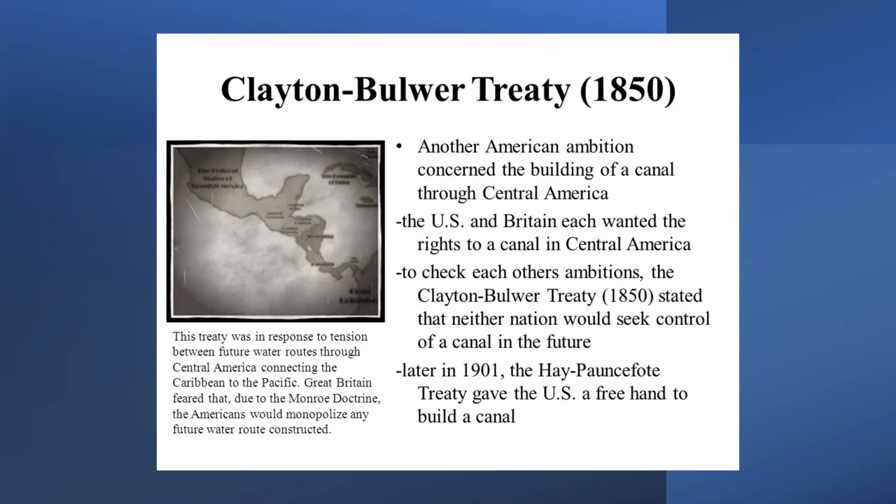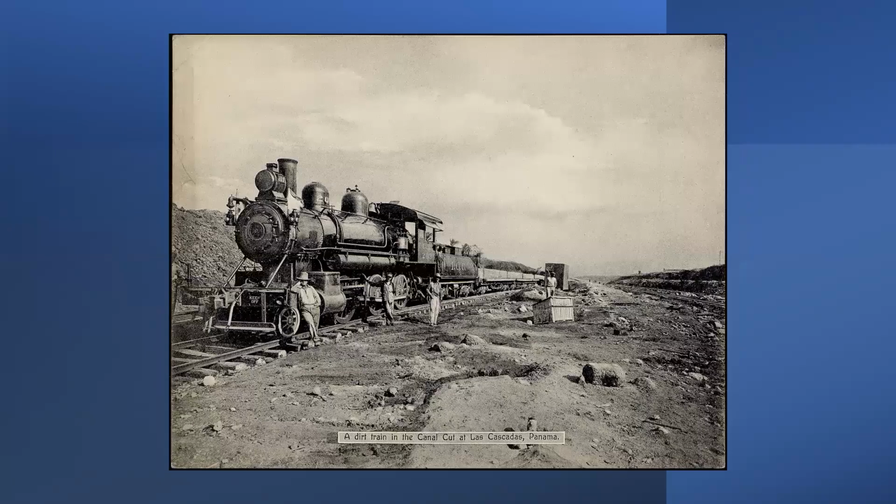It would take decades before the canal was completed, but in the meantime, Americans completed the first transcontinental railway line in 1855. This line in Panama was only 48 miles long, but it connected the Atlantic Ocean with the Pacific Ocean.